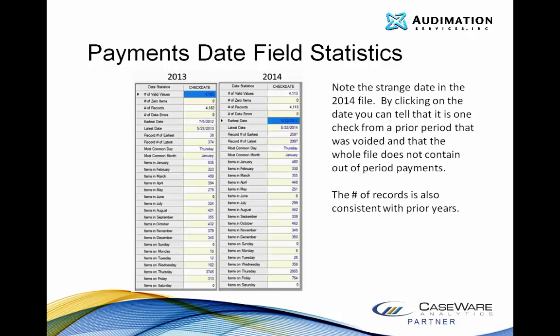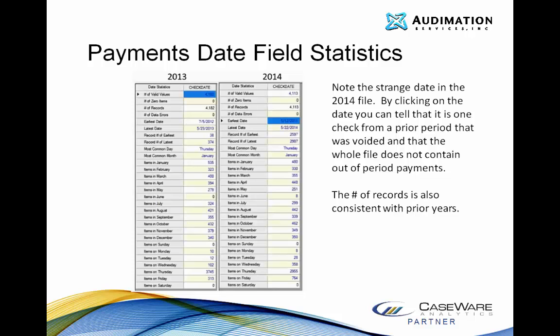One of the things I do is look at those payment date fields for the payment files, and I'm looking for how things are working. For example, you can see that the number of records in both files is pretty consistent, so that gives me some ideas that this year has about the same number of payments going through it. I look at the earliest dates, and right off the bat the 2013 looks pretty good. That's July 5th, 2012, so that would be right for that year. But this year has an earliest date of May 12th, 2011.